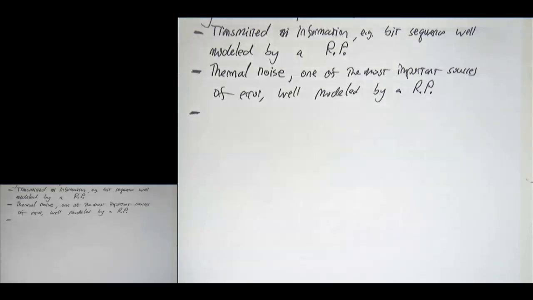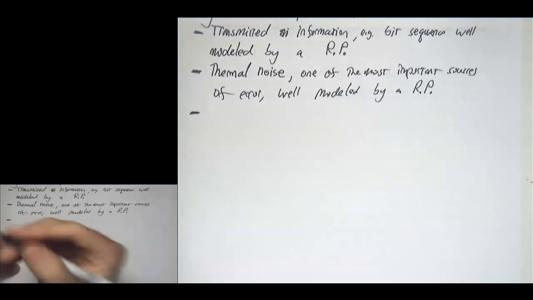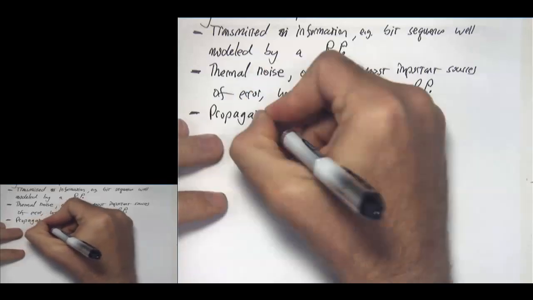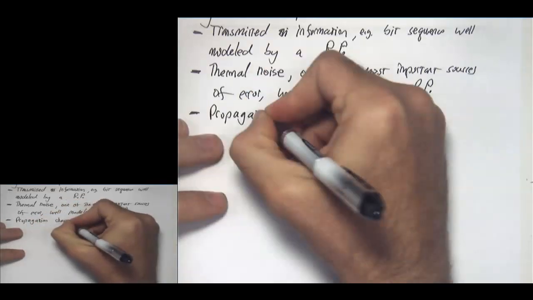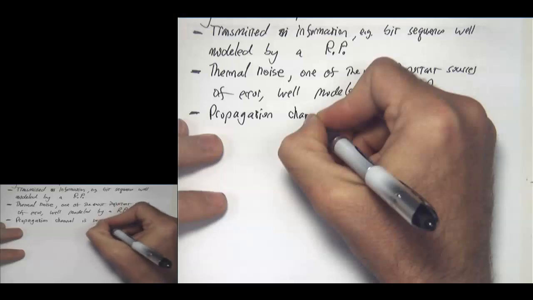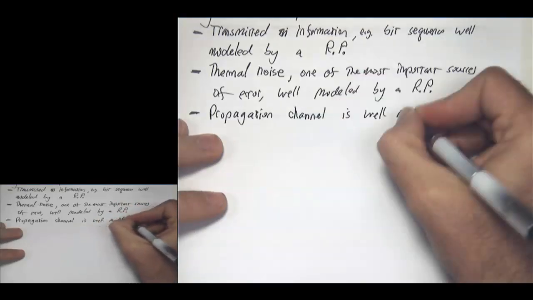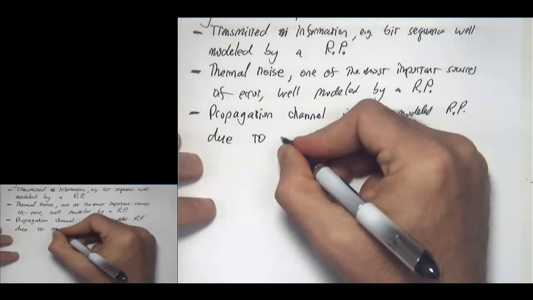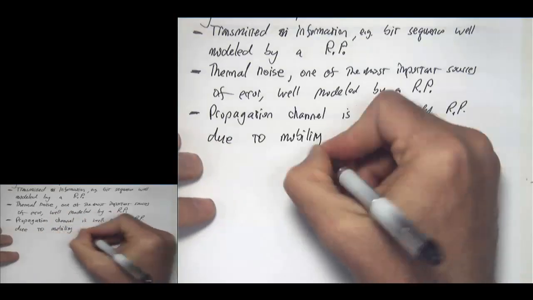That introduces uncertainty. And so from a signal processing perspective, we often model the channel realization at the receiver as a deterministic quantity. But when we're talking about performance analysis, we model it using some sort of a stochastic process here. So the propagation channel is well modeled by a random process, and I want to emphasize here, due to mobility and uncertainty.